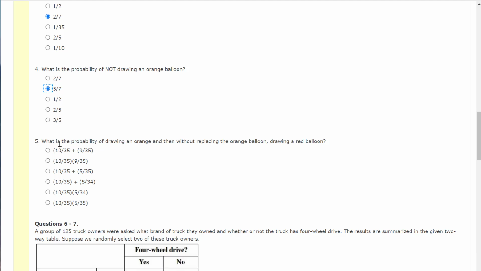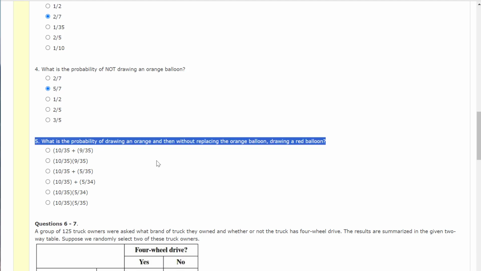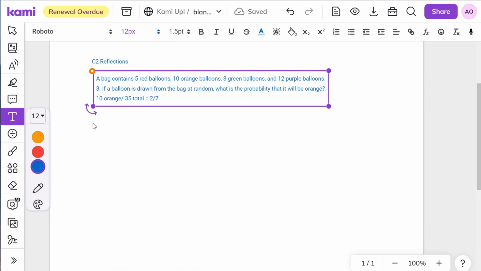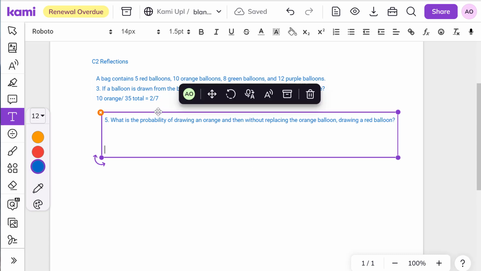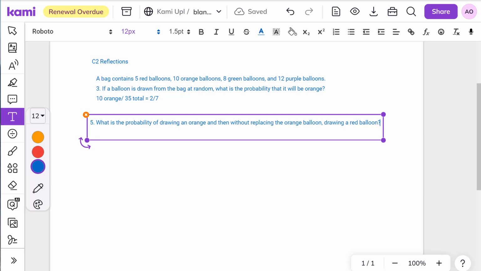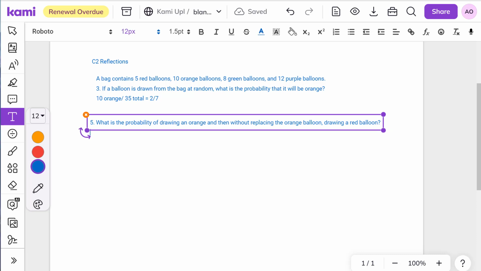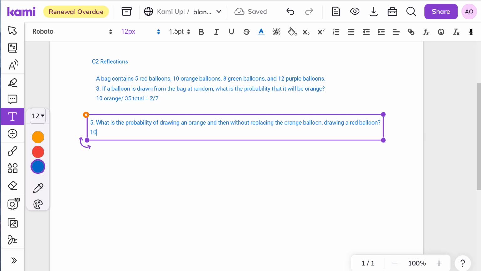What is the probability of drawing an orange and then, without replacing the orange, drawing a red? So let's go ahead and work that out. The probability of drawing an orange, we said, is 10 out of 35. And then we're going to multiply because we're doing something else. Drawing a red. How many red do we have? We have 5, but it's going to be out of 34 because there are only 34 balloons left.